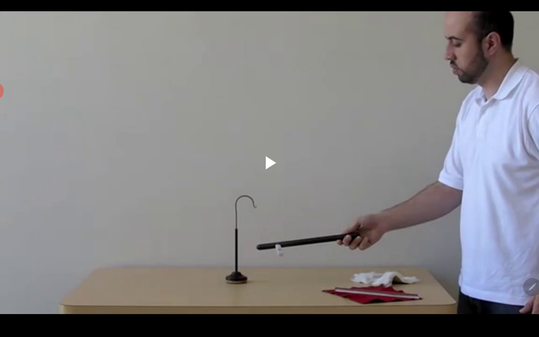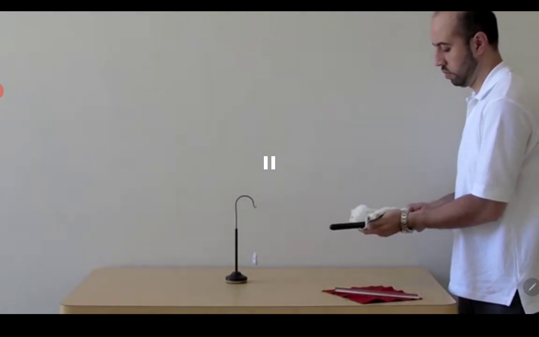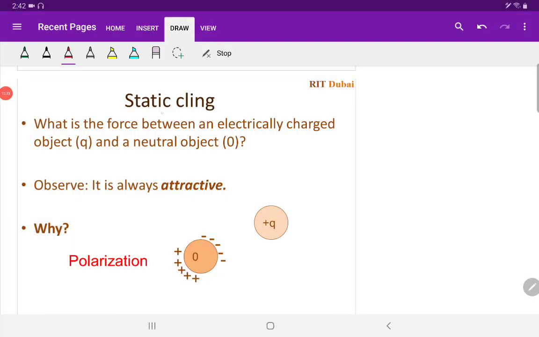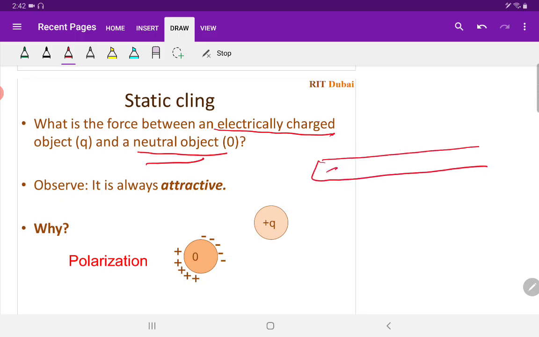The reason behind this, by the way, as we can see here, is what we call static cling. What is the force between an electrically charged object and a neutral object? As we saw in the video, the plastic rod has a negative charge, while the cotton here is neutral. But when we approach this one, what's happening here? An attractive force, and we could see that in the video. Why do we have an attractive force?